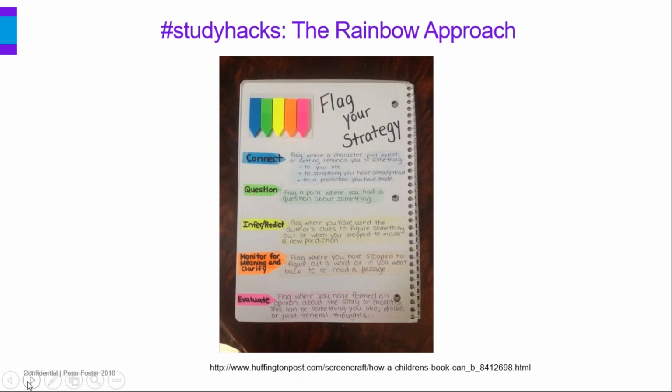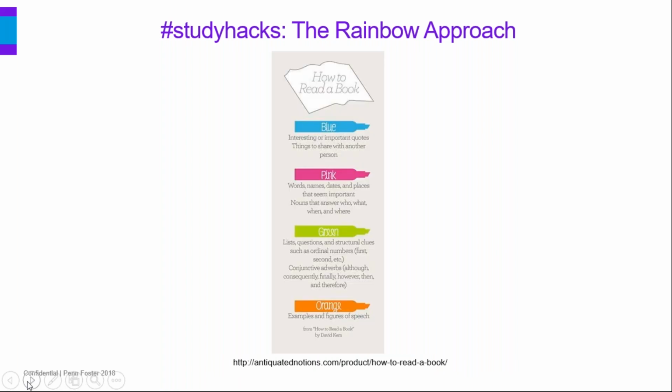And I think we have one more. So using Post-it notes as well, being able to kind of flag what's going on. Let me check. I think we have using highlighters as well for that rainbow approach. So perhaps you're dedicating a particular color, like blue, for example, for important or interesting quotes, things to share with someone else. Pink, it says, could be words, dates, names, places that seem important, and so on.